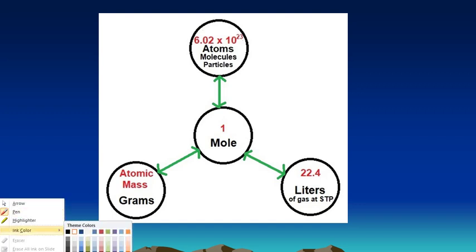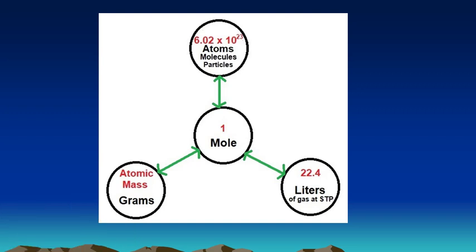And we have atoms, molecules, pretty much any particle. Anytime we use Avogadro's number, we're counting very small particles. It could be atoms or molecules or ions or any other teeny tiny particle. And that's how many of those small particles there are in 1 mole. And so that was the first thing that we learned. We learned that connection right here.